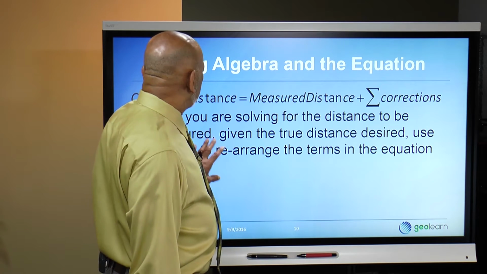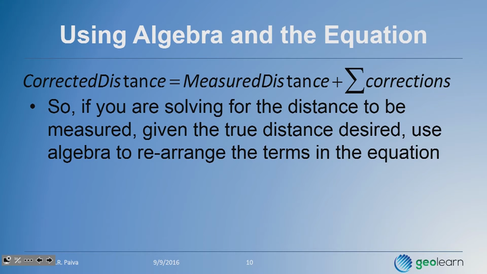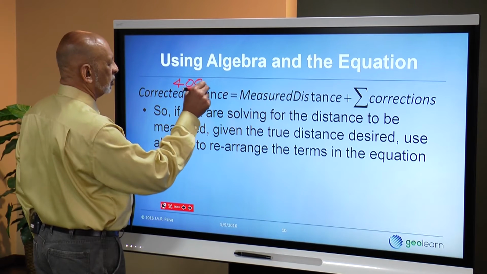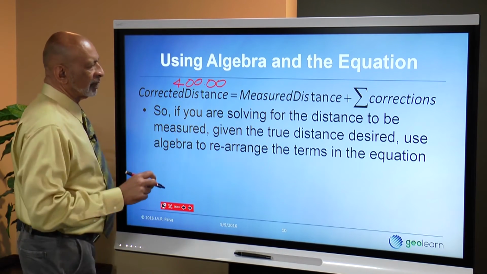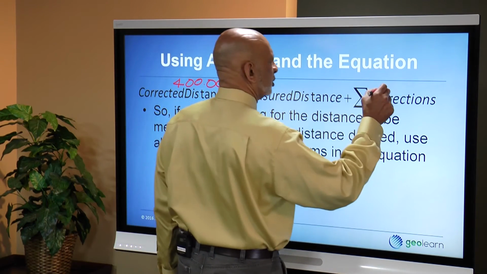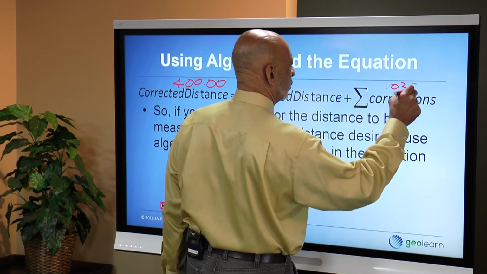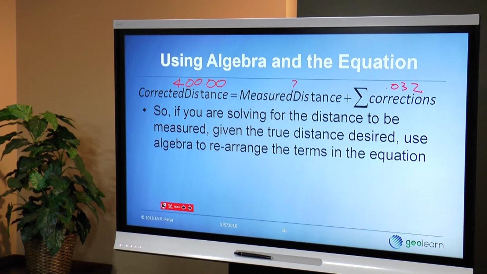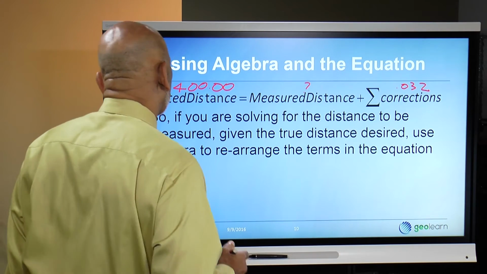If you're solving for the distance to be measured, given the true distance required, you need to rearrange the terms in this equation. So what I mean by this is, in exactly the previous problem, we were given that we want a corrected distance of 400 feet. We can compute what the corrections are, which was the 0.032, and this is what we're solving for. What distance do we physically measure out in the field to get our true 400?